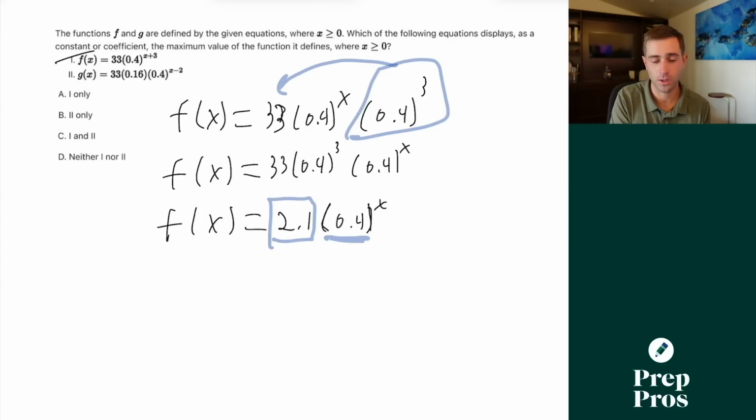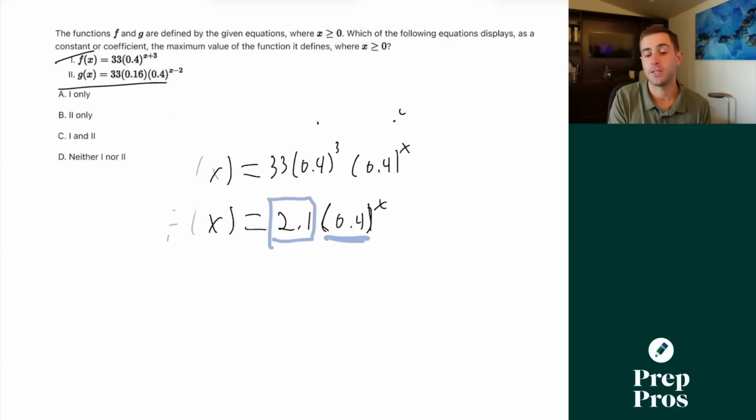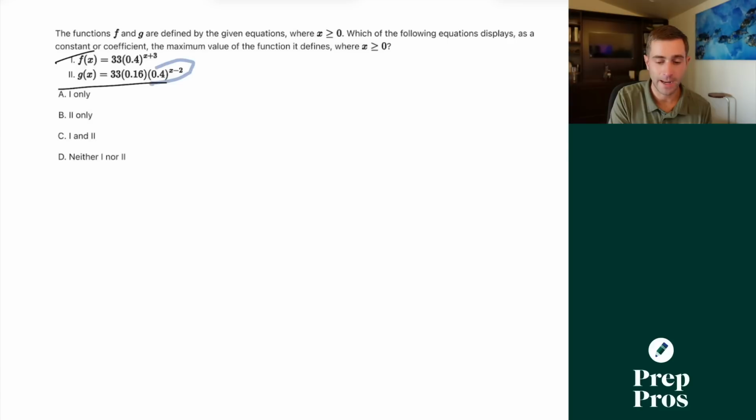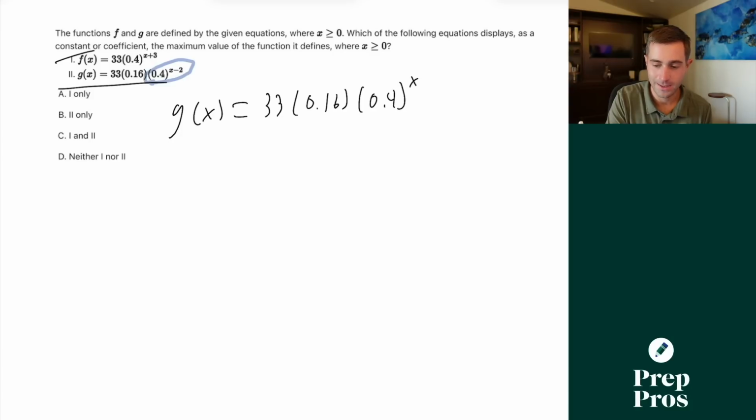So 1 doesn't work. Now as we get to 2, once again, we have some tricky exponent stuff, but this one ends up working because we're going to cancel something out perfectly here. Now as we work through this, we have to expand this back out. So we're going to rewrite this once again as g of x equals 33 times 0.16 times 0.4 to the x times 0.4 to the negative second.